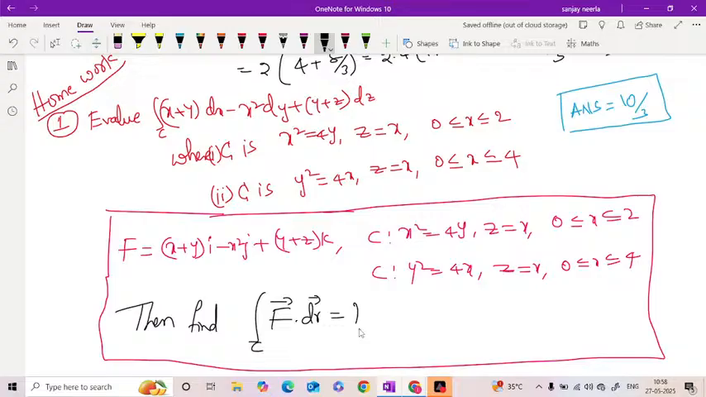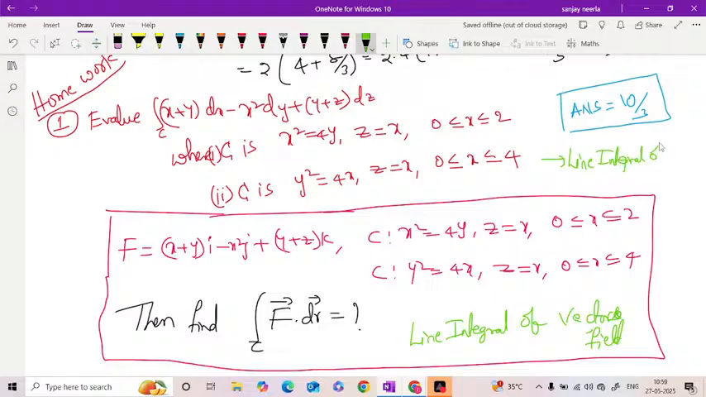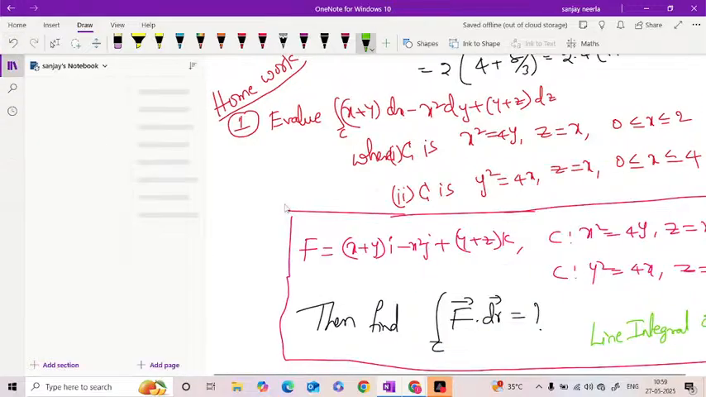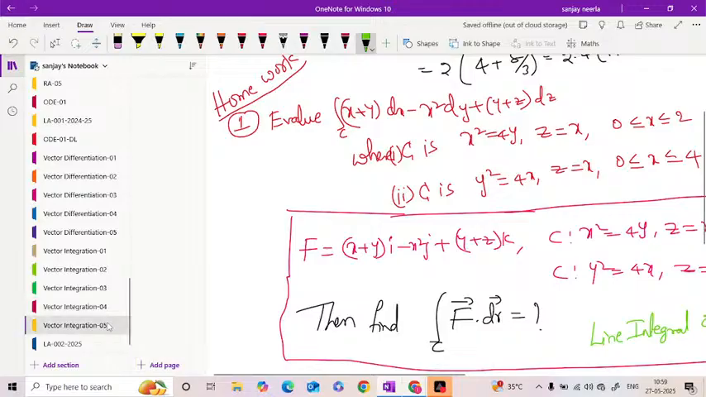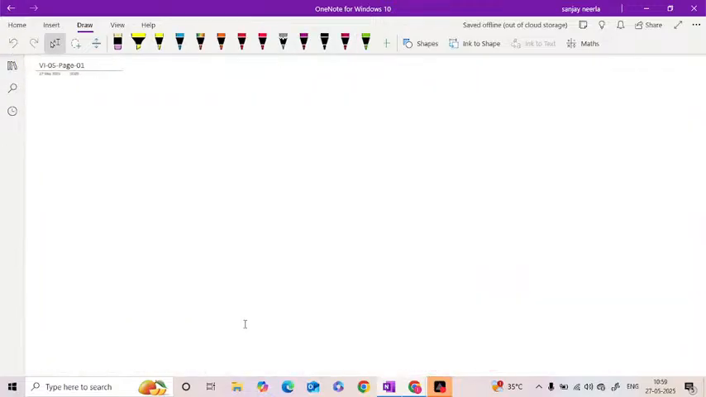Okay, same meaning. So this is related to the line integral of the vector field, and this is the line integral of the scalar field. We get the same answer. So this is about the previous class. Any doubts from the previous class?